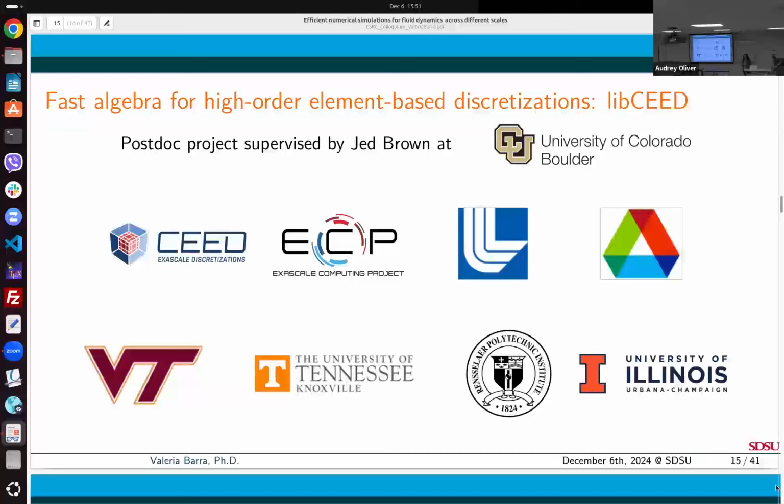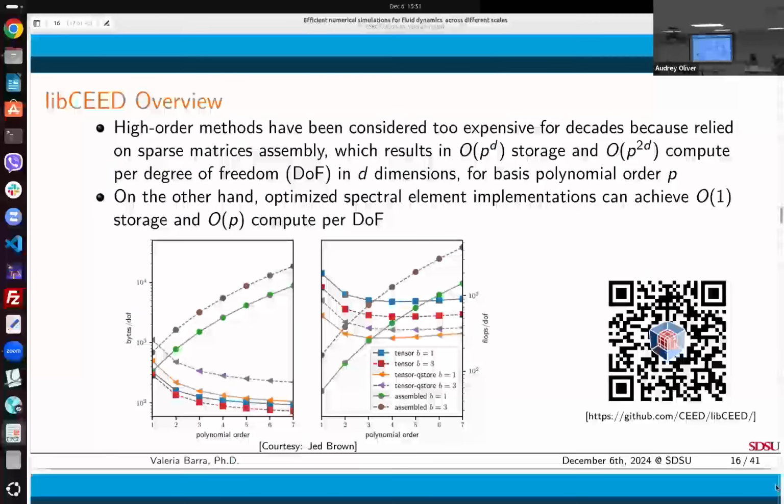So our project involved efficient operator evaluation. We built a mathematical software library for high order discretizations, in particular spectral element operators that would be efficient on heterogeneous architecture. Heterogeneous meaning including GPUs and CPUs, which are the modern type of architecture. So here is the motivation slide on why high order spectral elements.